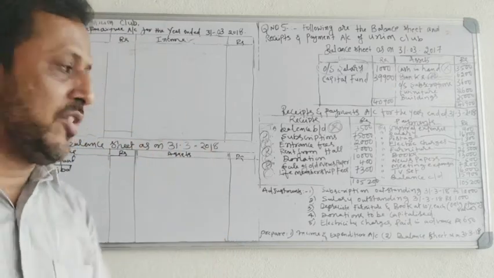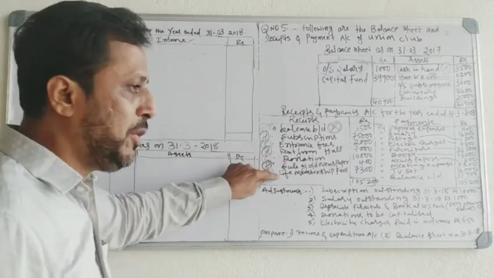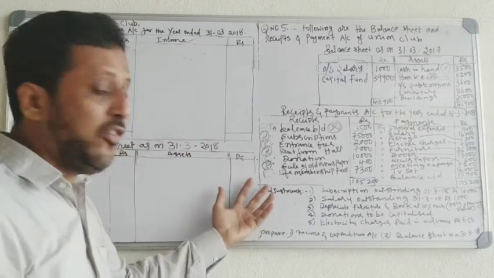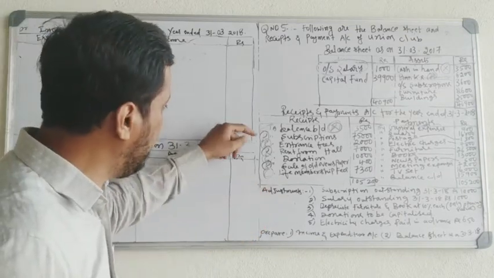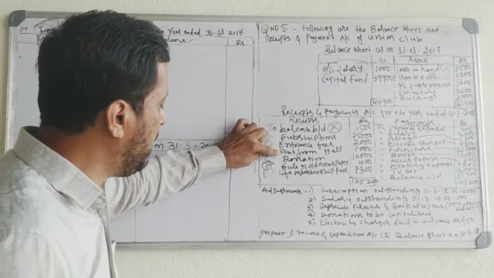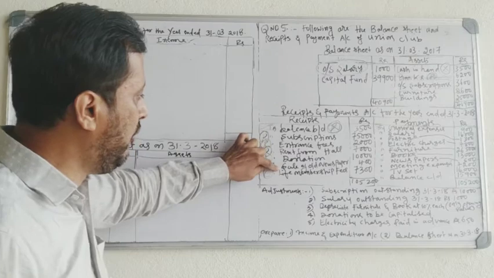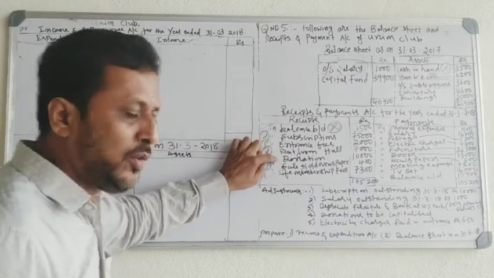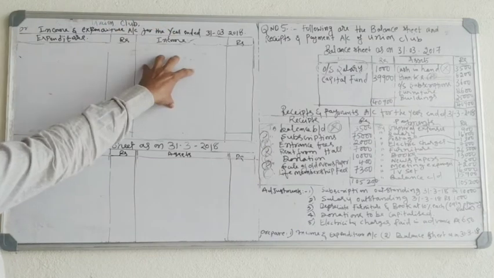There are two capital receipts. These two capital receipts you have to show in the balance sheet. Okay. And the other four are revenue receipts. See, 5 revenue receipts were there: subscription, entrance fee, rent from hall, sale of old newspaper. 4 revenue receipts are there. Show these 4 revenue receipts in the income and expenditure account.